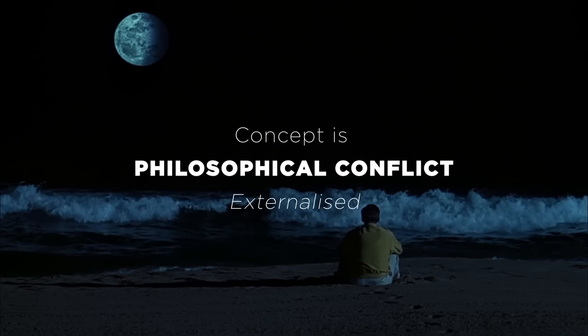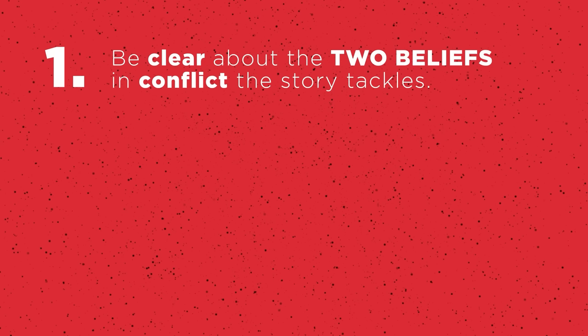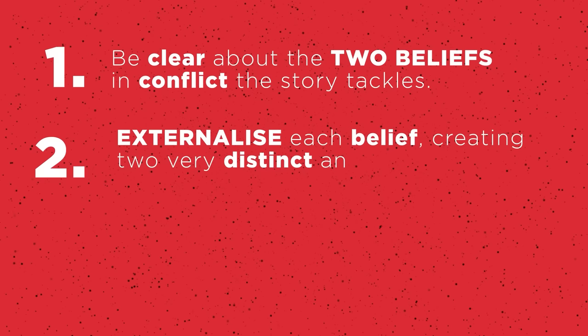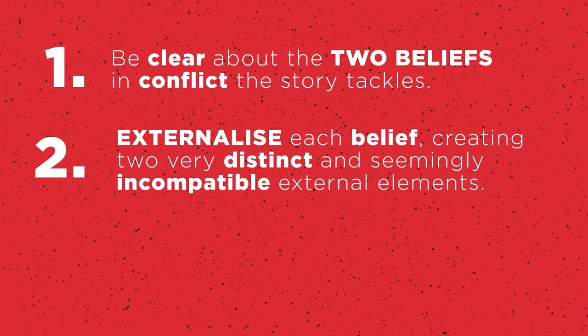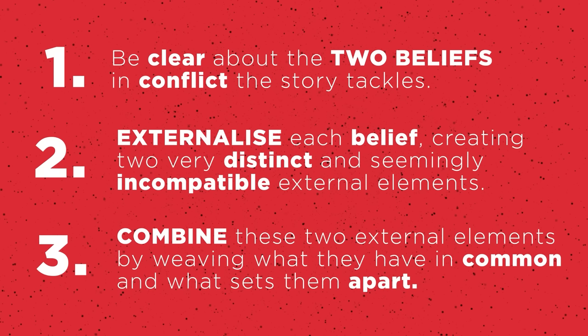Today, you have learned that concept is philosophical conflict externalized. To build a unique concept, we can follow three simple steps. Step one, be clear about the two beliefs in conflict that the story tackles. Step two, externalize each belief, creating two very distinct and seemingly incompatible external elements. Step three, combine these two external elements by weaving what they have in common and what sets them apart.